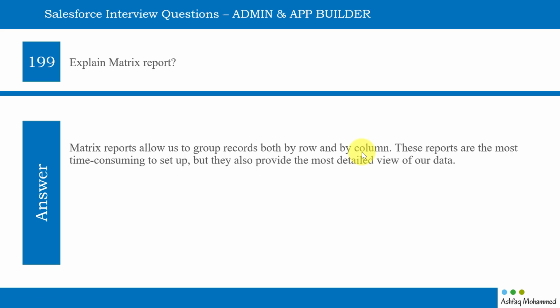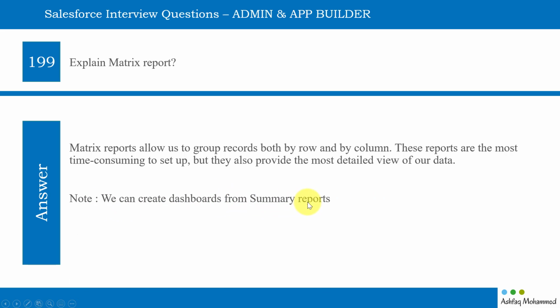Very simple, right? You don't have to even think a lot, right? Just use your brain. Tabular is the simplest one. If you group it by row, it becomes summary. If you group it by both row and column, it becomes matrix. That's simple, right? You don't have to learn it by heart. So these reports are the most time consuming to set up, right? But they also provide the most detailed view of the data. Yeah, this is the most commonly used report as well.